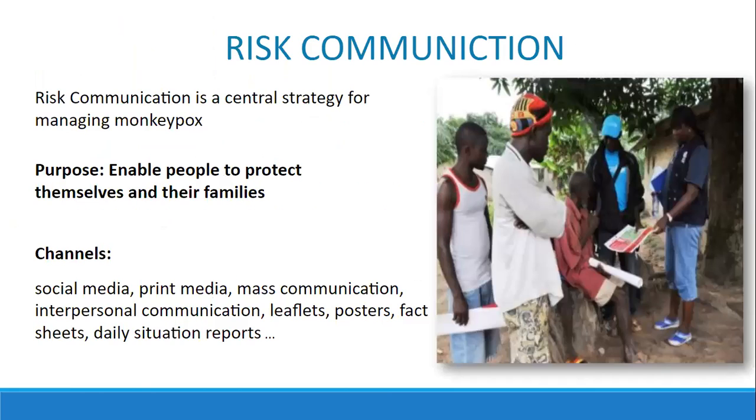So, risk communication. Risk communication is a central strategy for managing monkeypox. The purpose is to enable people to protect themselves and their families. We can do risk communication through social media, print media, mass communication, interpersonal communication, leaflets, posters, fact sheets, and daily situation reports.